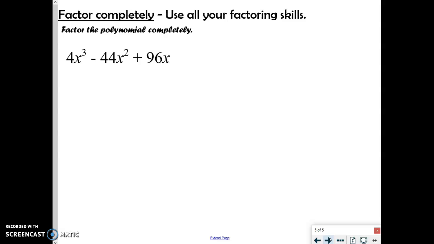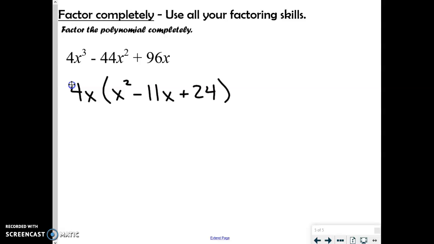So if we look at it, one thing that I notice is each one of them has a common factor that we can factor out. So the first step of this process would be to factor out the greatest common factor. This is no different than anything we've done before. It's just doing it now with something that we haven't seen before. In this case, the greatest common factor is 4x. If we factor out a 4x, that would leave us with x squared minus 11x plus 24.